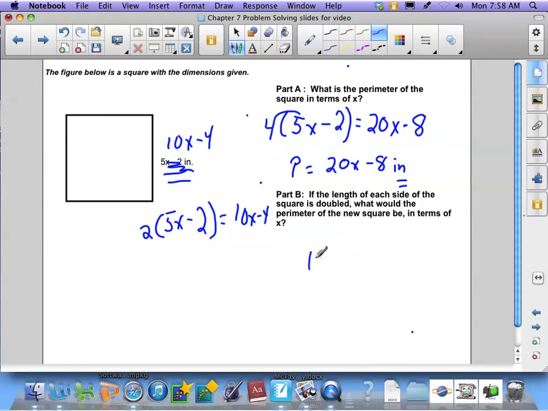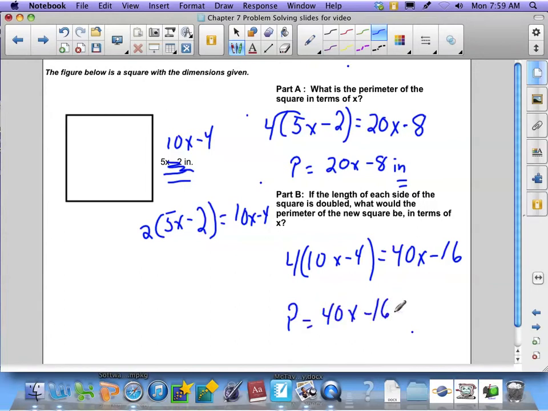Now I want to find the perimeter of the new square. So I'm going to multiply that by 4 because all the sides are equal in the square. 4 times 10x is 40x minus 16. Okay, the perimeter of our new square is 40x minus 16 inches.